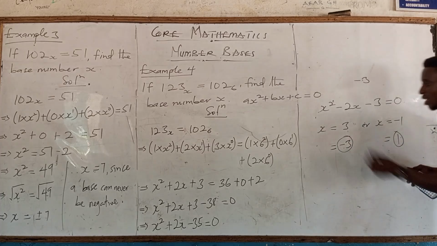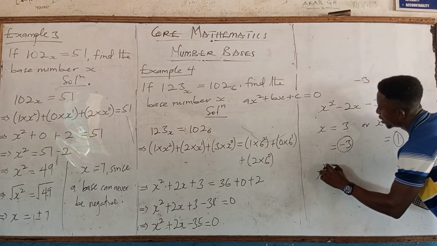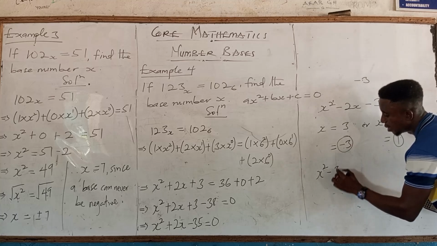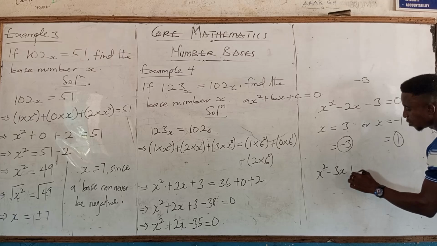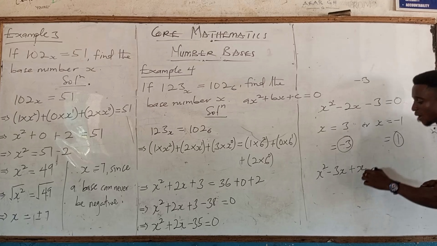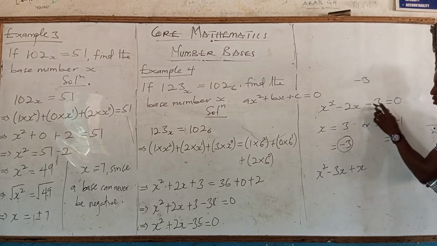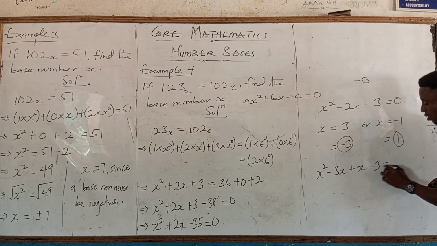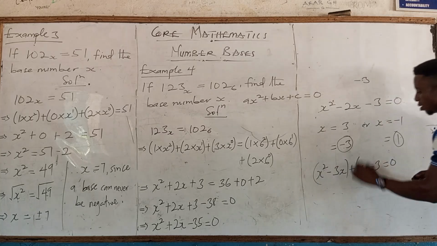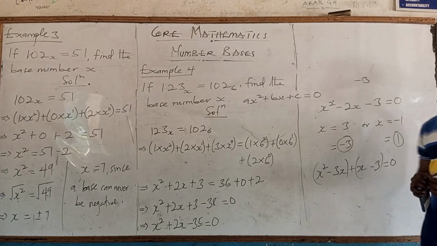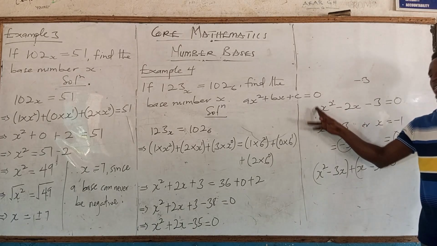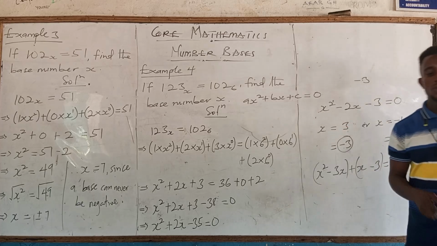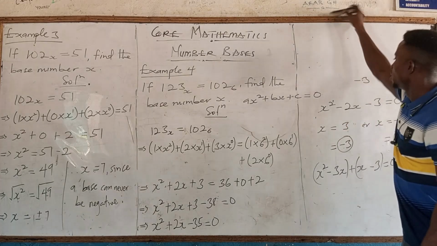Are we getting that? And this one will be x squared minus 3x, plus x. We don't write 1x. Then the constant is negative 3, which is equal to 0. Then we group and we factorize. Please, are we getting that? Okay, let's take another one, a situation whereby the coefficient is not 1, and we see what I was talking about.